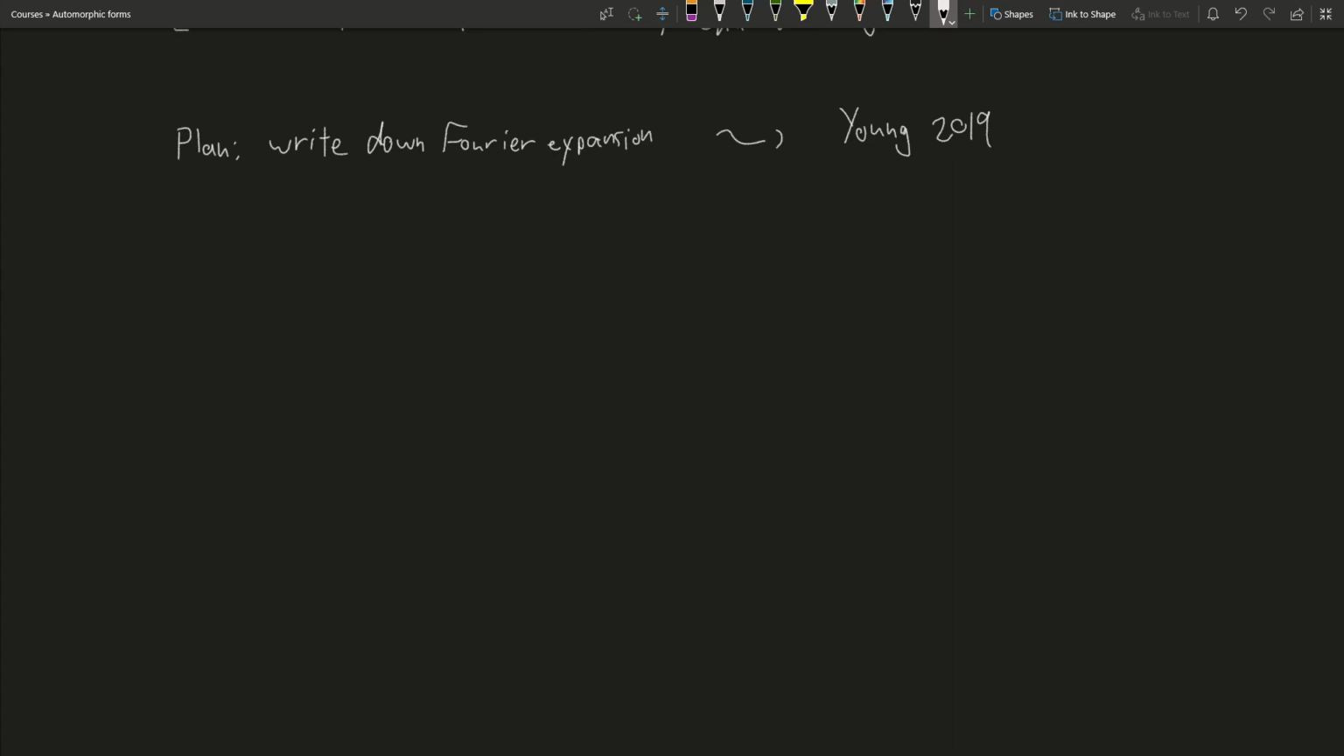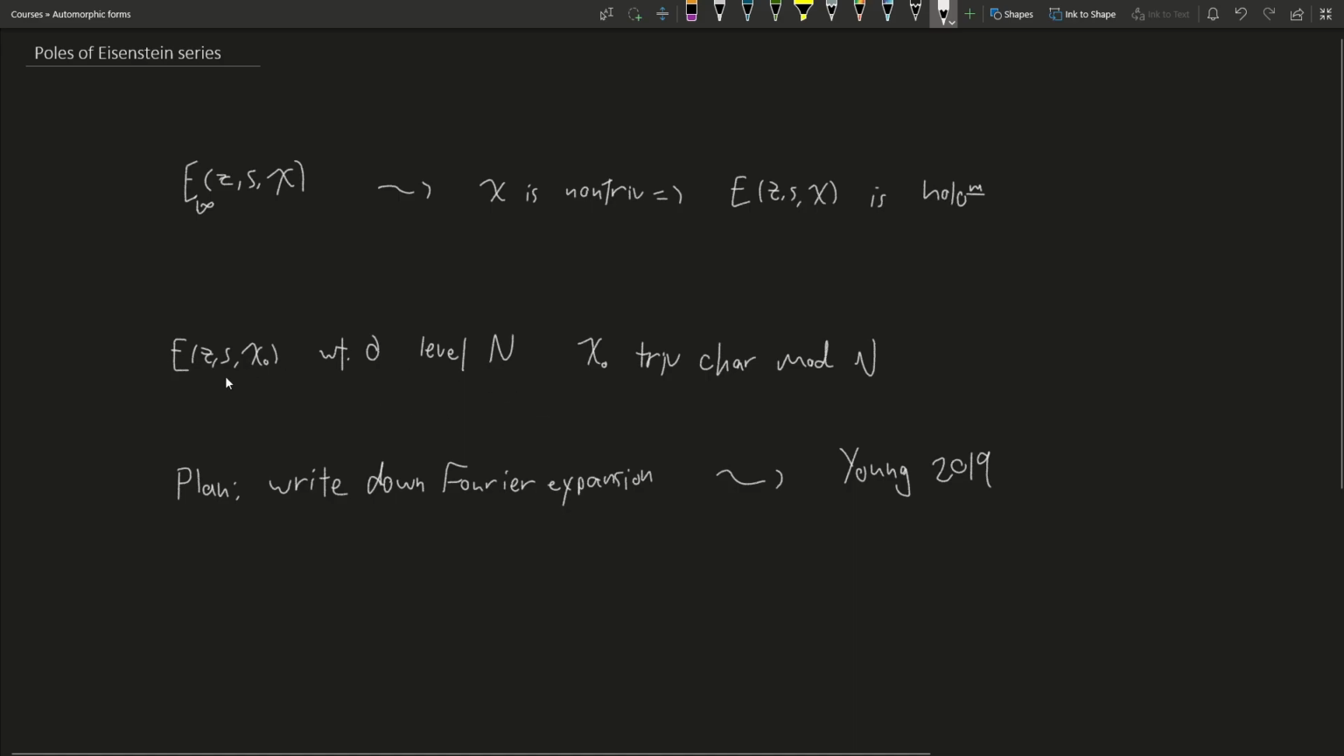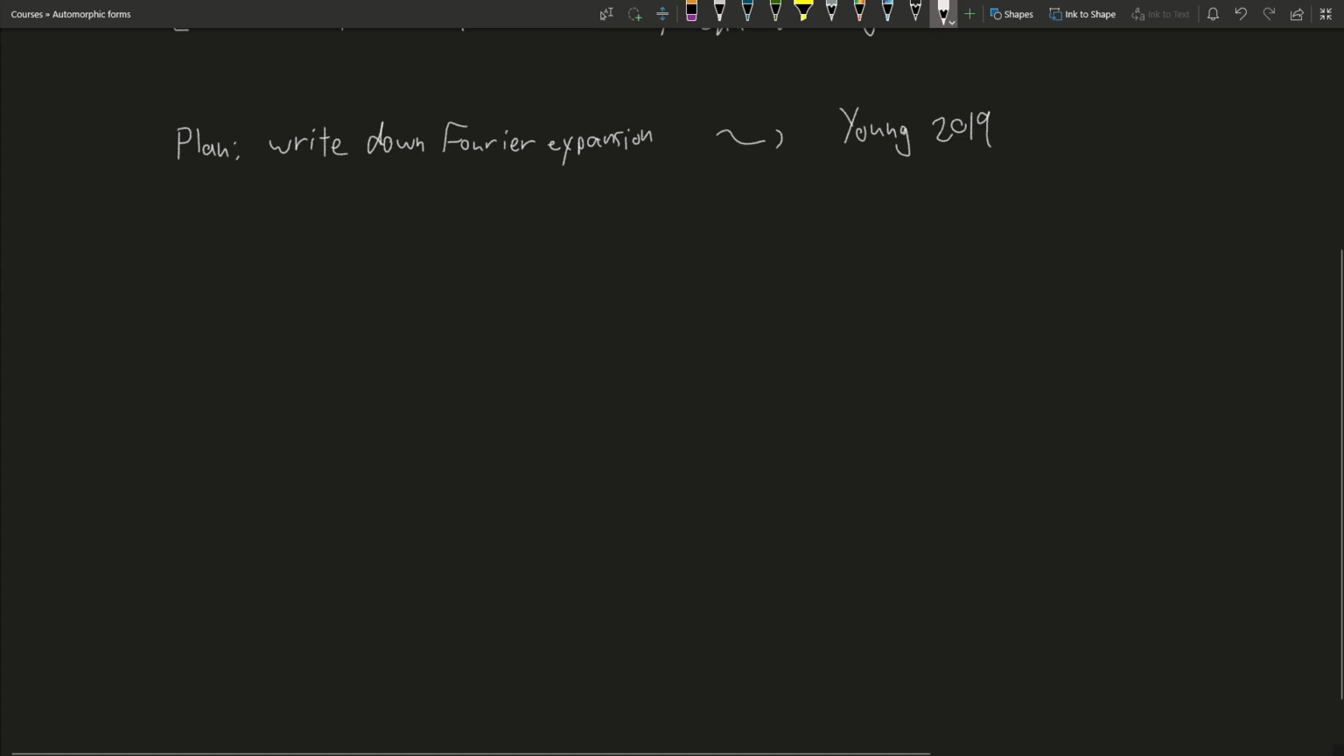So let me show you how I would do that for this objective of getting the Fourier expansion of an Eisenstein series with trivial character. Well, the general idea in Young's paper is that he has two types of Eisenstein series. He has E attached to cusps, and he has Eisenstein series attached to characters.